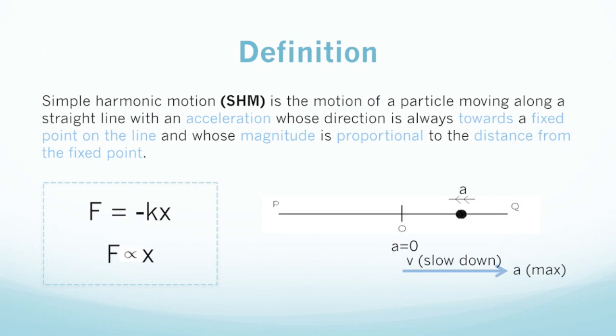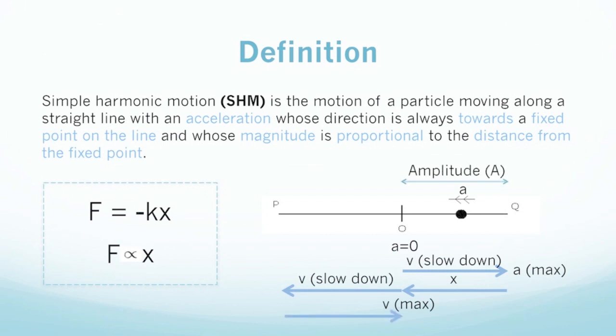As the particle moves away from the fixed point O, since the acceleration is pointing towards O, the particle will slow down and eventually stop at Q before returning to O. It will keep going and then again slow down as it reaches P before stopping at P and returning to O once more. The particle will move between two fixed points, P and Q, and the amplitude of the motion is the distance from O to either P or Q because the distances are the same.